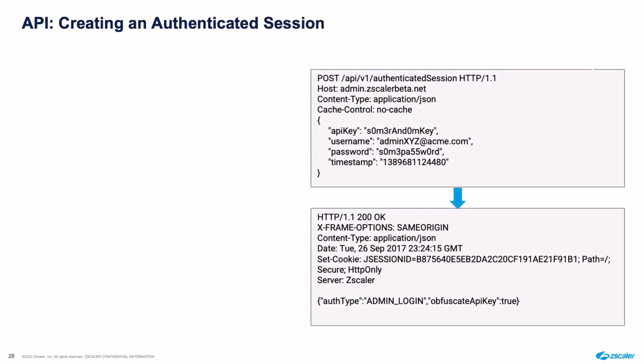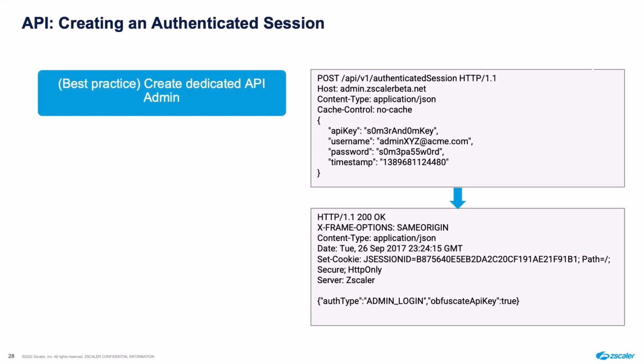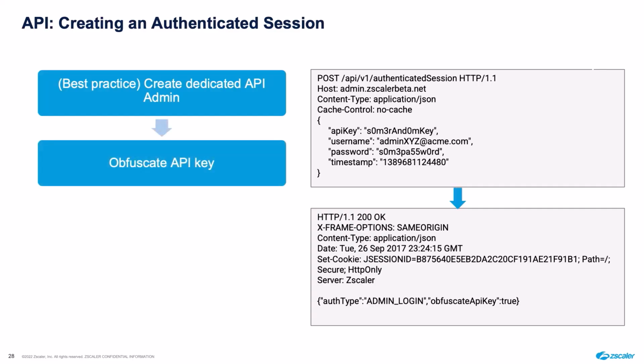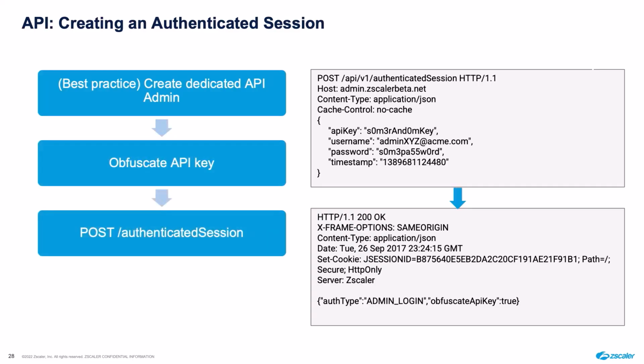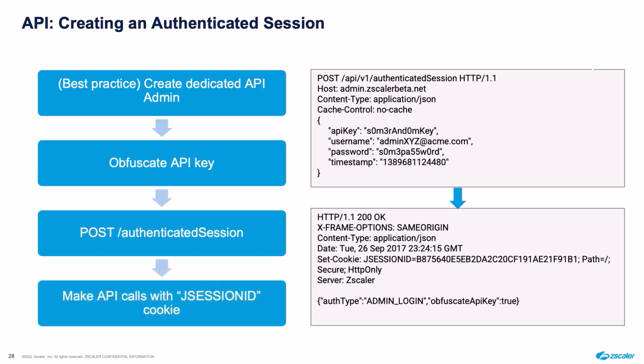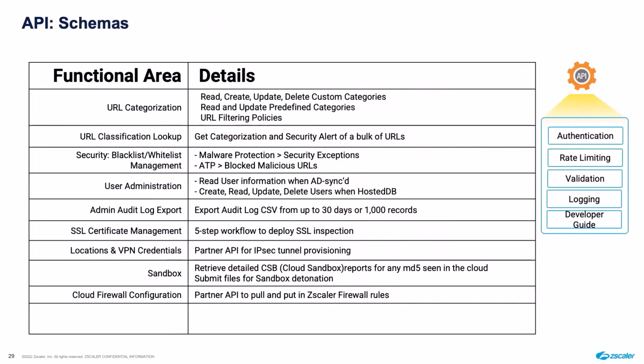So with a Zscaler API key, you're going to generate an API token for Zscaler Internet Access, obfuscate the API key, post the API key to Zscaler, and then you'll get a JSession ID that you can use for subsequent calls for that cookie. API schemes, so you have API policy for your URL categorization, URL lookups, block list management, user management, admin log exports, SSL certificate management, rotate your SSL certificates. There's an API for generating those tunnels for IPsec tunnels, GRE tunnels, creating IP addresses. There's an API for Sandbox, as well as the cloud firewall configuration.